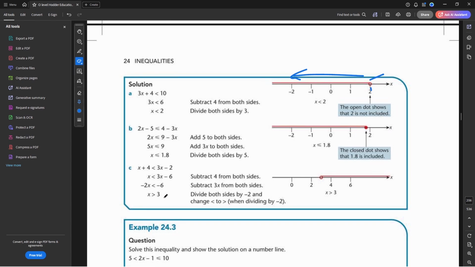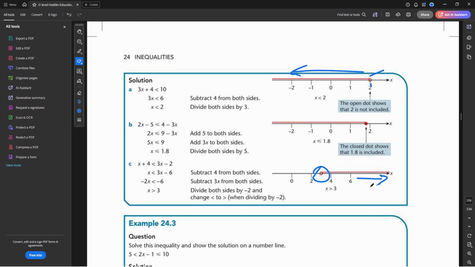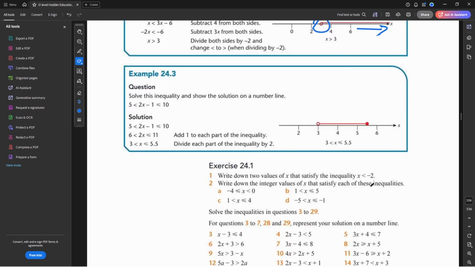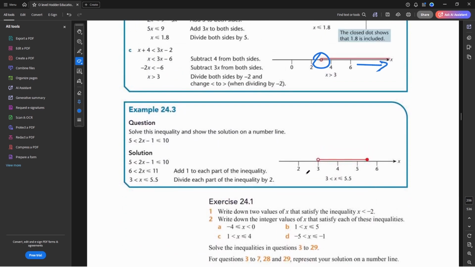Okay, so x is greater than 3, and we have the hollow circle here, and the number line is shaded on the right. So yeah, it is correct. Now let us see. Oh, okay, I found it.